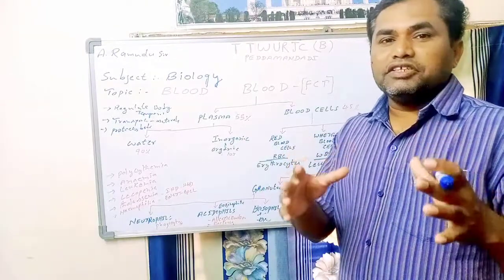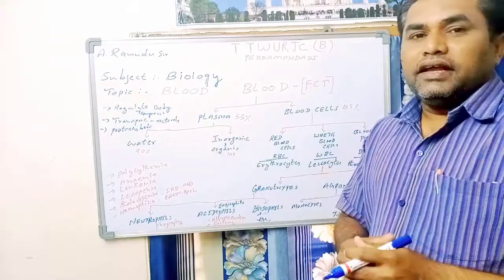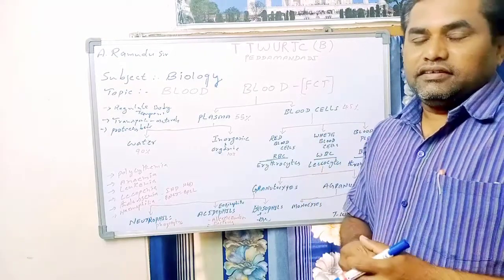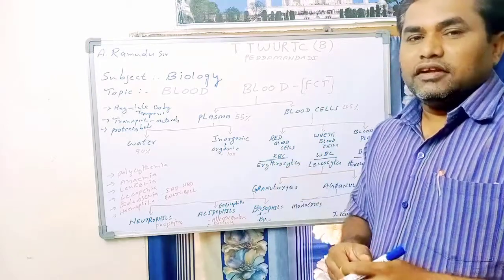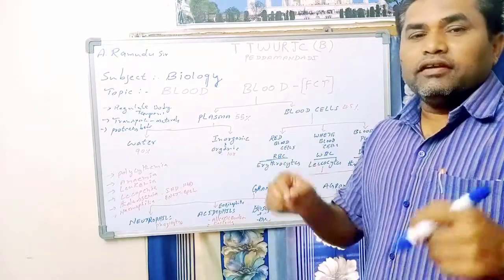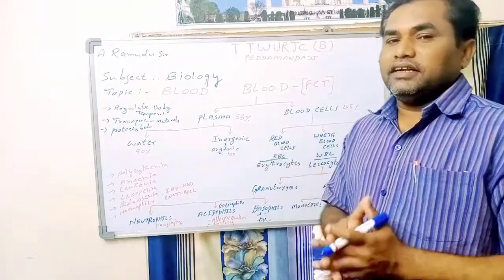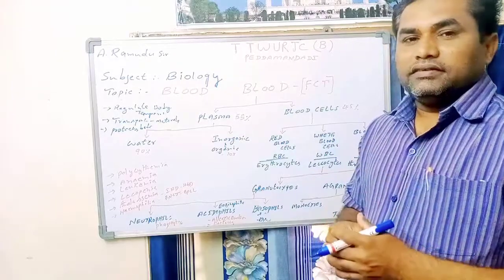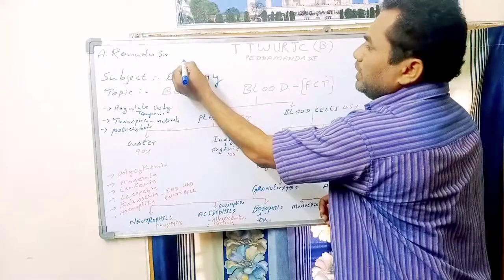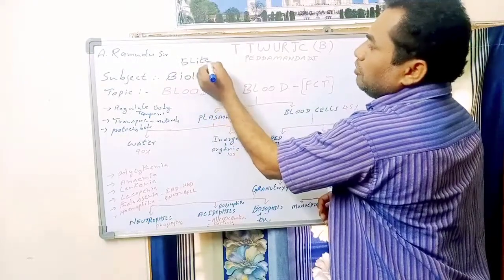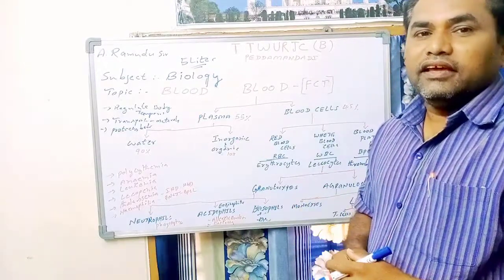So blood is red in color because of the presence of hemoglobin. In a healthy person, 5 liters of blood is present. How many liters? 5 liters of blood in a healthy person.